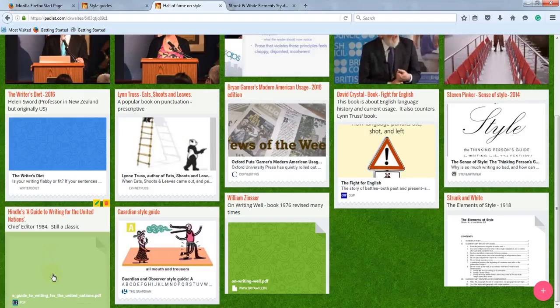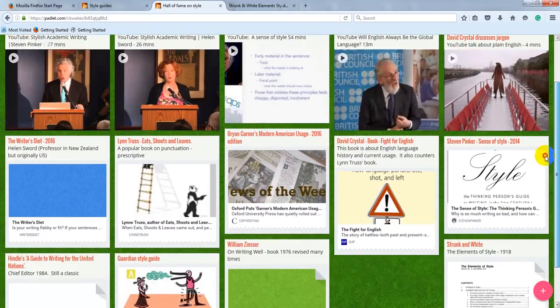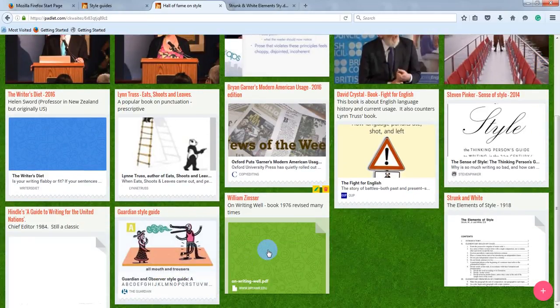Another one that I'd like to talk about is a famous one by William Zinsser, who died in 2015. He's another famous US writer, and he wrote On Writing Well, which was revised many times and used in many contexts. It's a descriptive guide. You can find a PDF of it on the Padlet.